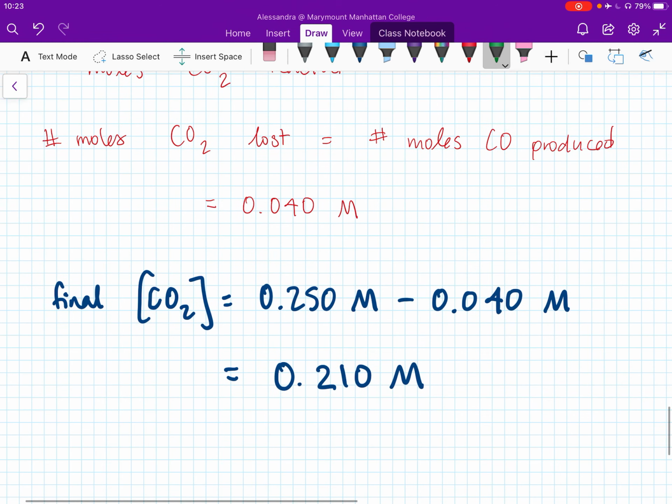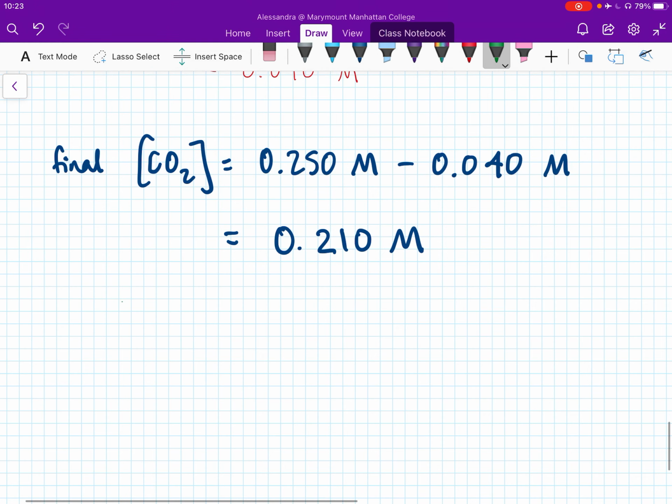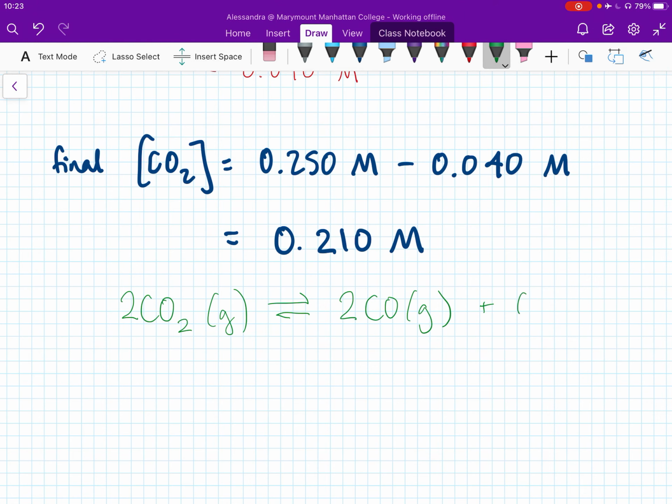There's a trick, though, to do these sorts of problems in a systematic manner. You can set them up using something called an ICE table. So let me show you how to do that. I'm going to rewrite the reaction as 2CO2 going to 2CO plus oxygen. And then underneath the reaction, I'm going to make 3 rows and call them I, C, and E.